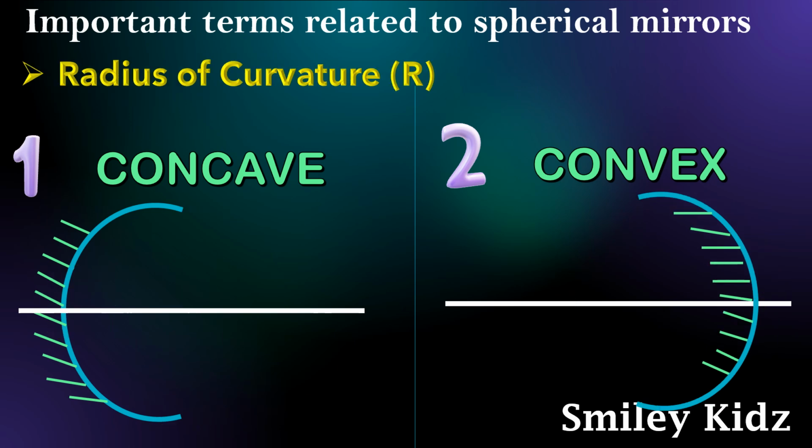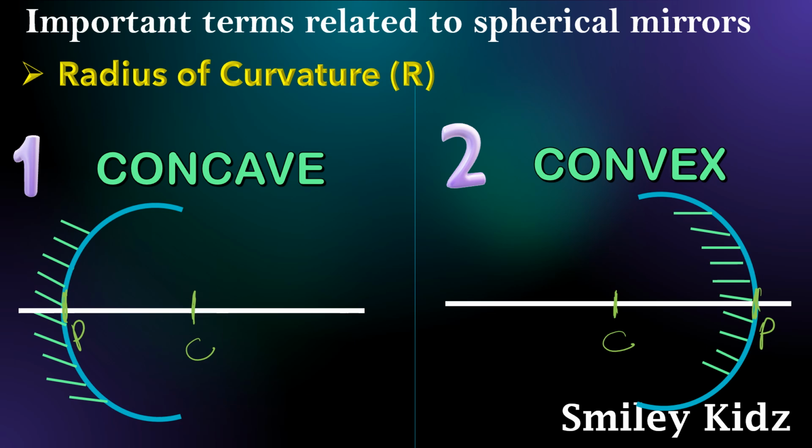Now let's understand what is the radius of curvature, which is denoted by capital R. This is the center of curvature and this is the pole of the mirror. Again, this is the center of curvature and this is the pole of the mirror, which is the same for concave and convex.